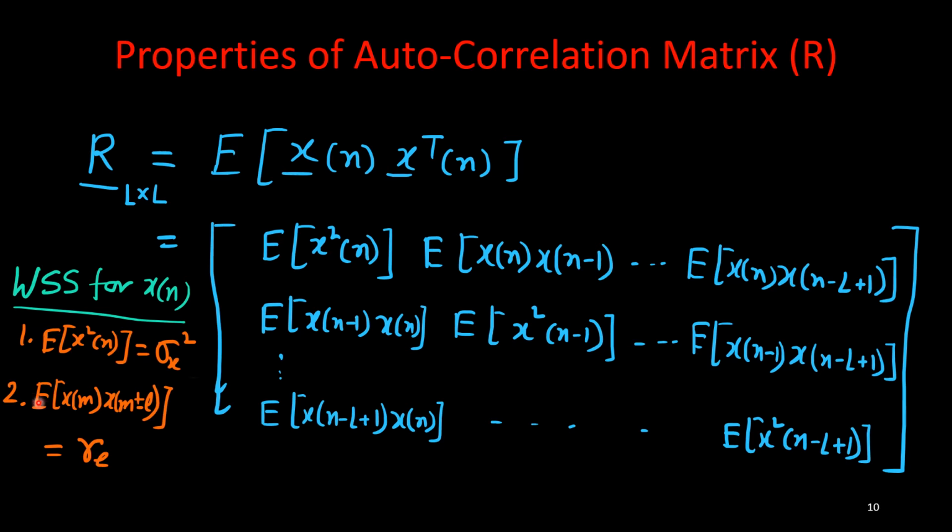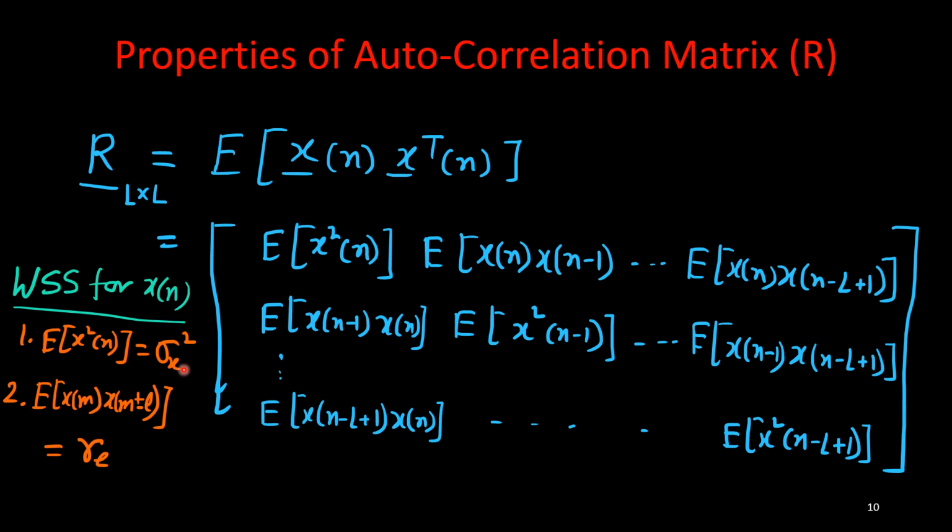Similarly, consider the correlation between two samples that differ by L positions, so if one is x of m, the other one is x of m plus or minus L. Then this autocorrelation, this expected value, is again independent of m. It will depend only on L, so we will call it R_L. So if I consider L equal to 0, then it is R of 0, and that is the same as sigma x squared.